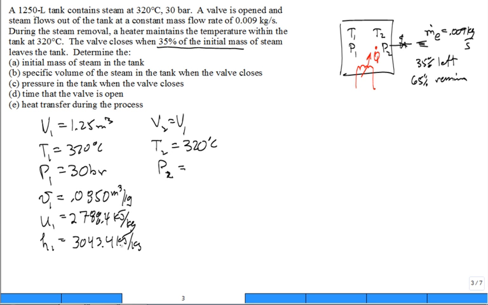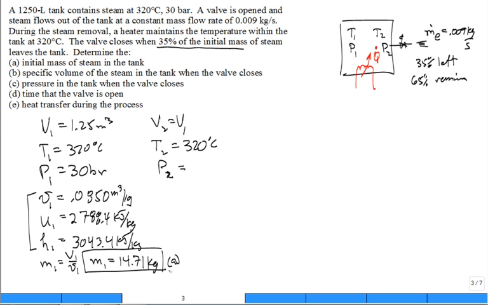They ask us a few questions, A, B, C, D. From the tables, we get these properties. Now we're well situated to answer question A. What is the initial mass of the steam in the tank? So what is m1, the initial mass of the steam in the tank? Is it the initial volume divided by the initial specific volume? And when you substitute numbers, m1 comes in at 14.71 kilograms. Part A is done.